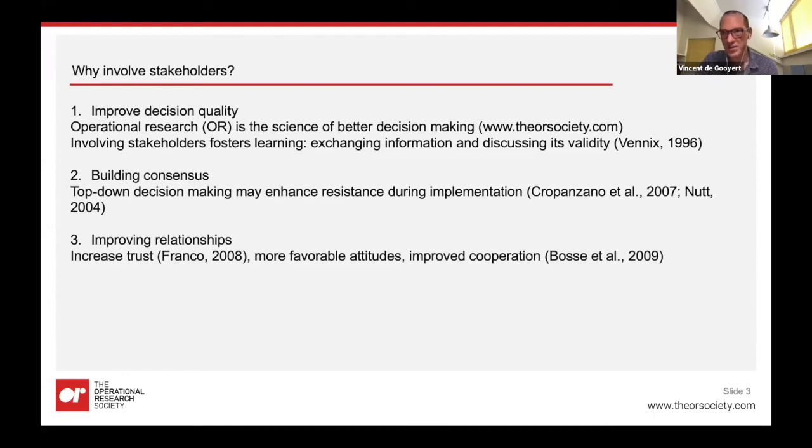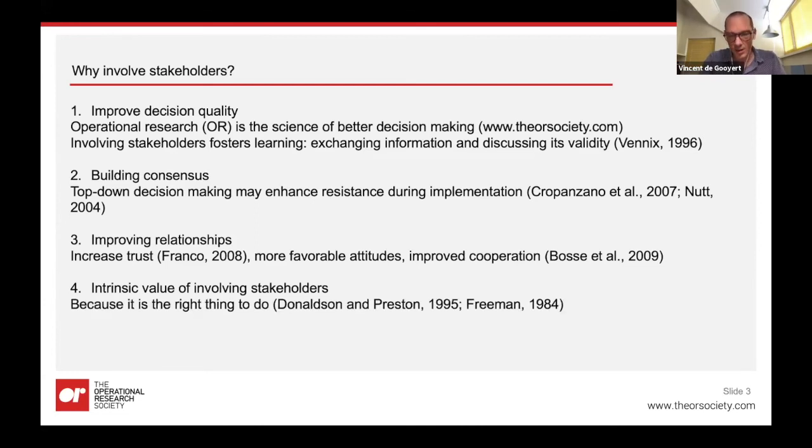And the fourth reason, this is not showing the priority of the motives. The fourth reason can also be the most important reason, the intrinsic value of involving stakeholders. So why do you want to involve stakeholders? Well, it can be because you think that involving stakeholders is the right thing to do. It's not a means to an end, but it can be an end in itself. A normative motive to involve stakeholders.